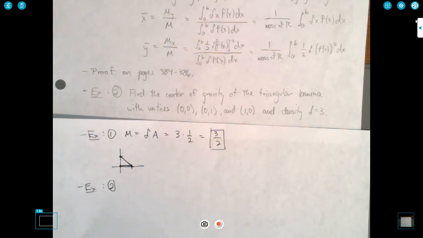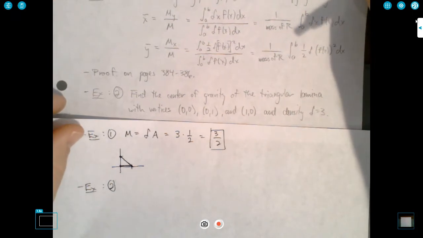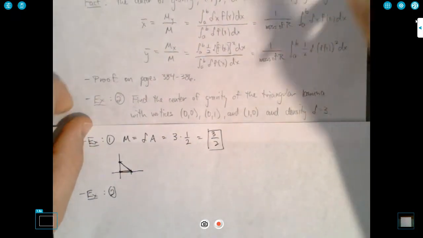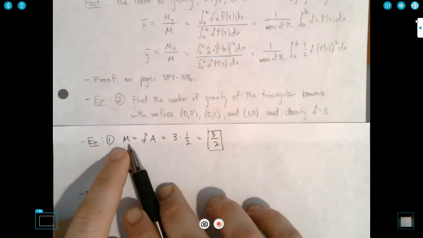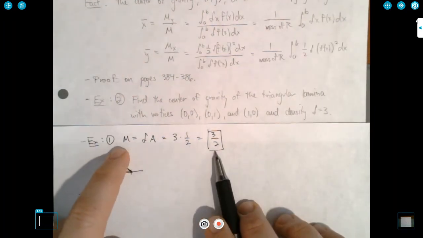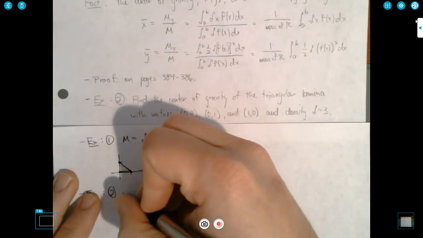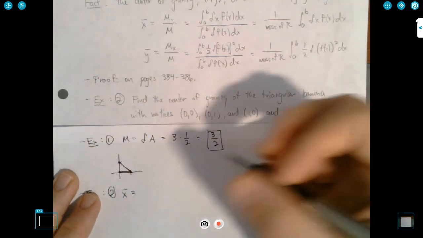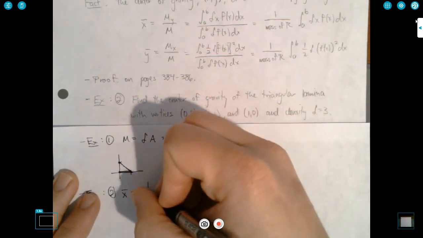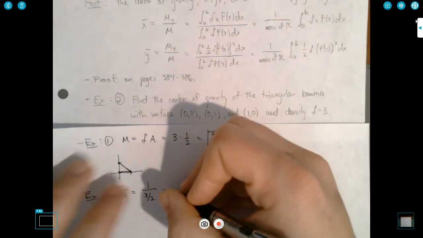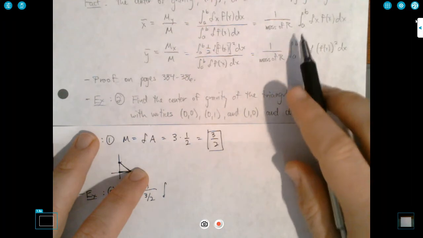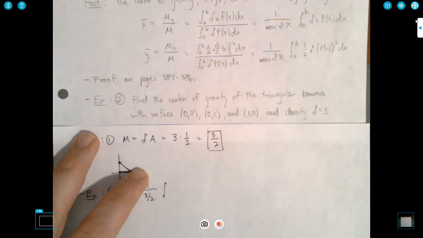Okay, so the center of gravity is going to be x bar, y bar. So we need to calculate both x bar and y bar. X bar is 1 over the mass of r. Well, we saw that the mass of r was 3/2, right? So I'm going to say x bar is 1 over the mass of r, that's 1 over 3/2, we just calculated it, times the integral from a to b.